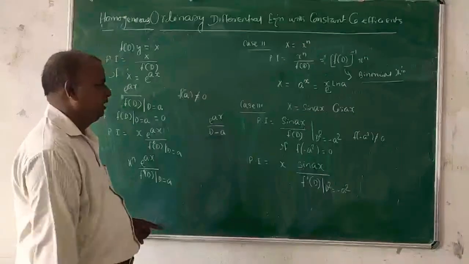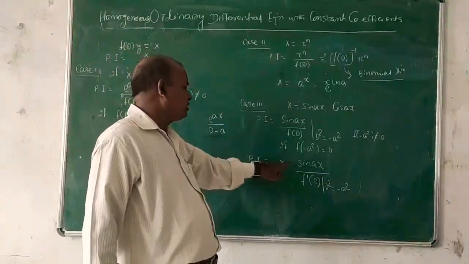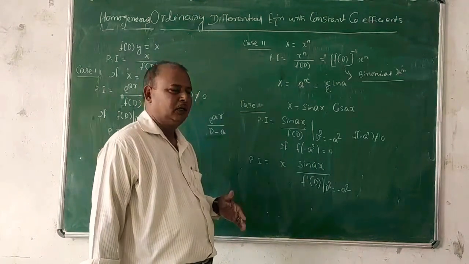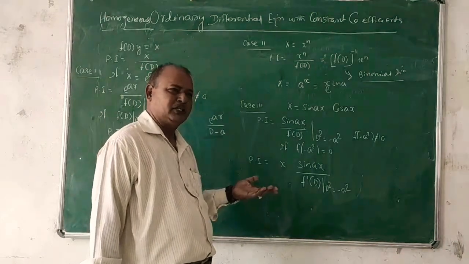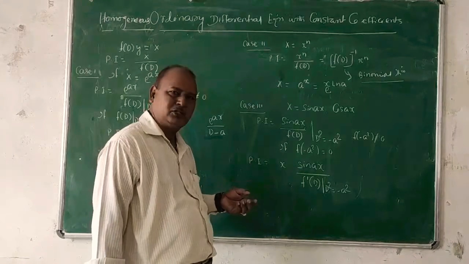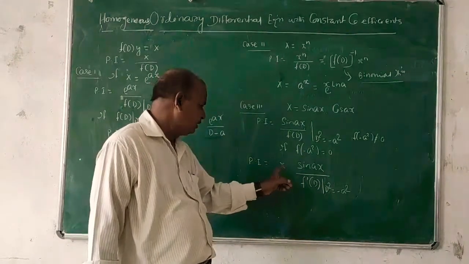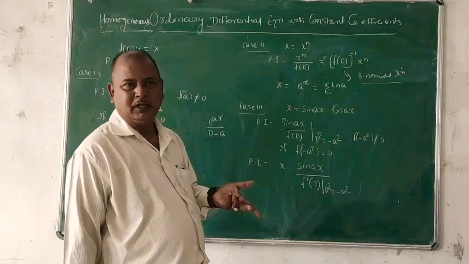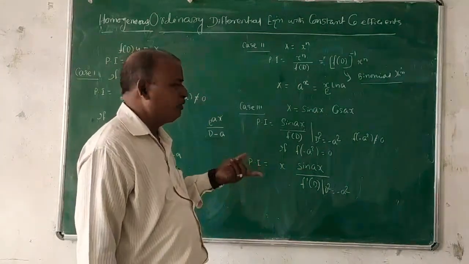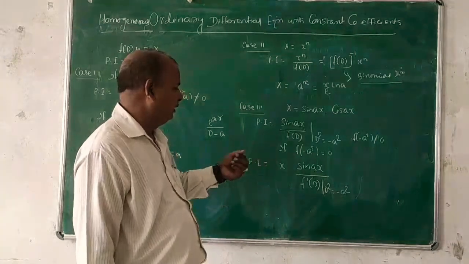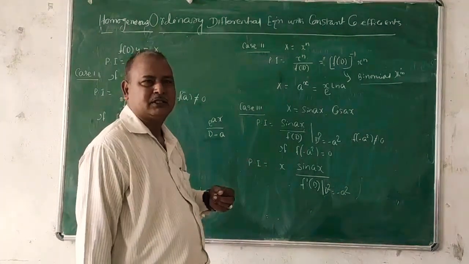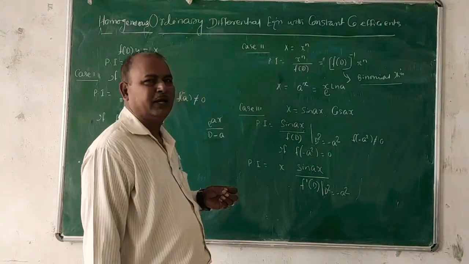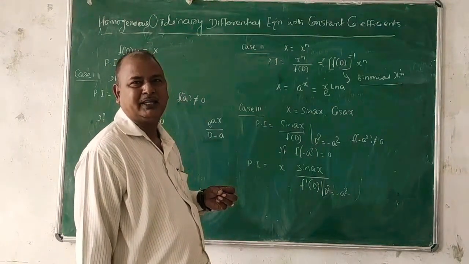For example, if it is sin(ax) by D² plus a², then by substituting D² = −a², you are getting the denominator as 0. So by the rule, I can write x into sin(ax) by f'(D), which means 2D. So how to substitute D² = −a²? Better you do one thing: 1 by D of sin(ax) is nothing but minus cos(ax) by a.